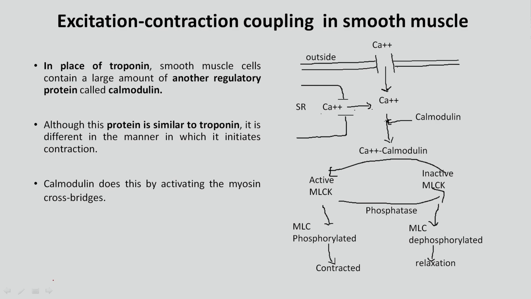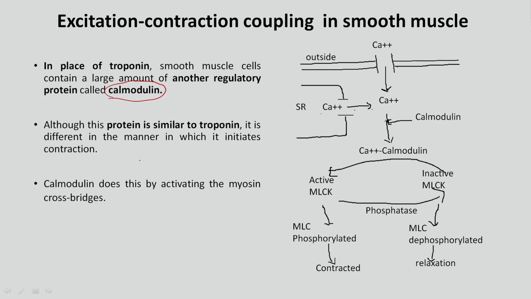Let's see how the excitation contraction takes place in the smooth muscle. As we have seen in the skeletal muscle, the calcium ion binds with the troponin C component of the troponin, which changes the conformation of the tropomyosin, and then actin will bind with the myosin filament. In the smooth muscle a little difference is there. In place of troponin, smooth muscle cells contain a large amount of another regulatory protein called calmodulin. So, troponin C is not present here, but in its place another calcium regulating protein is there, called calmodulin.